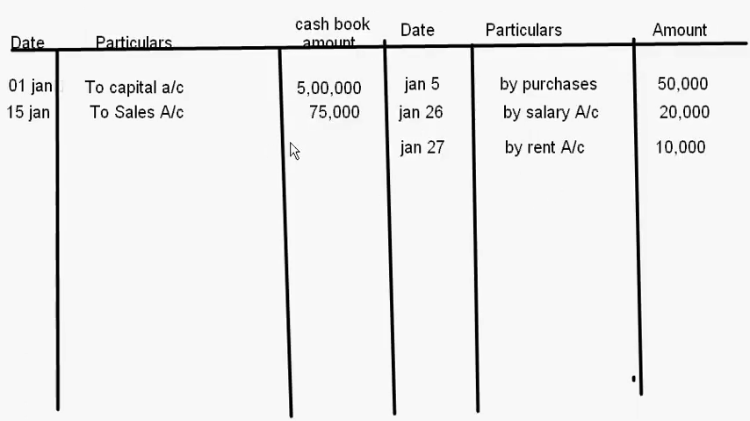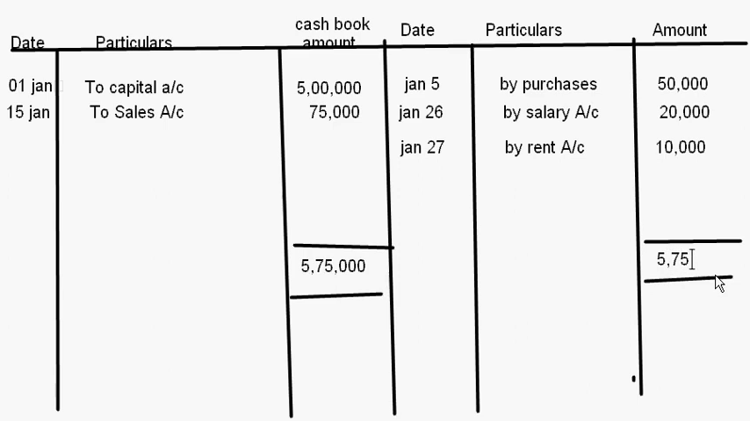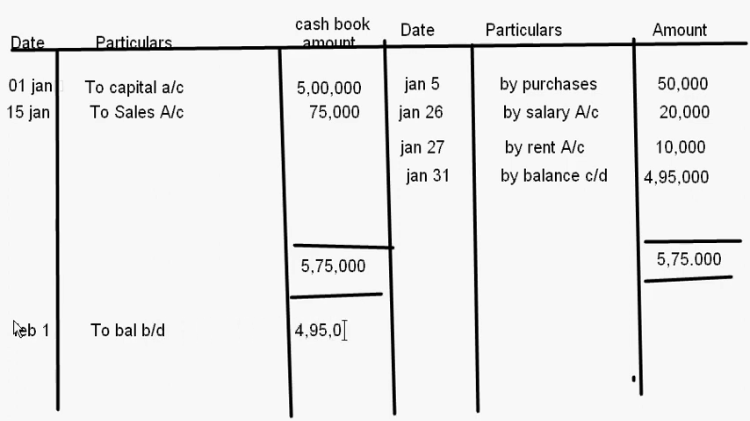So this was our cash book. All the transactions relating to the cash book have come here. Now you can close this cash book, fine. The amount on the debit side is 5,75,000. And here it is, by balance carried down, this is 50 plus 20 is 70 plus 10 is 80. So 5,75,000 minus 80,000, that is 4,95,000 will be your balance here, fine. So the cash book is balanced, and then February 1st we'll have it like this, right?